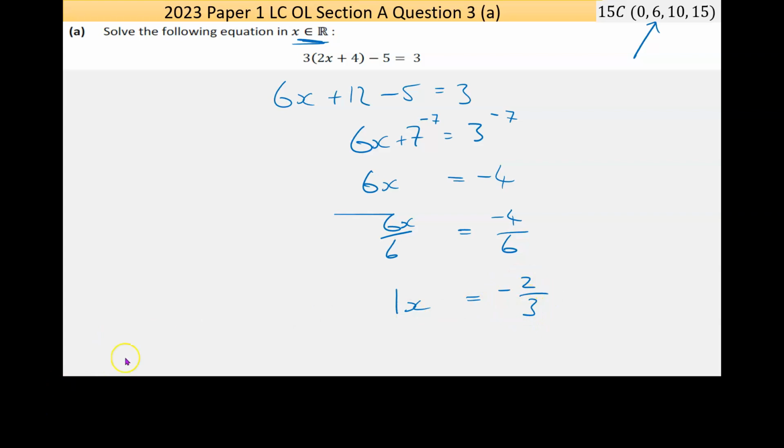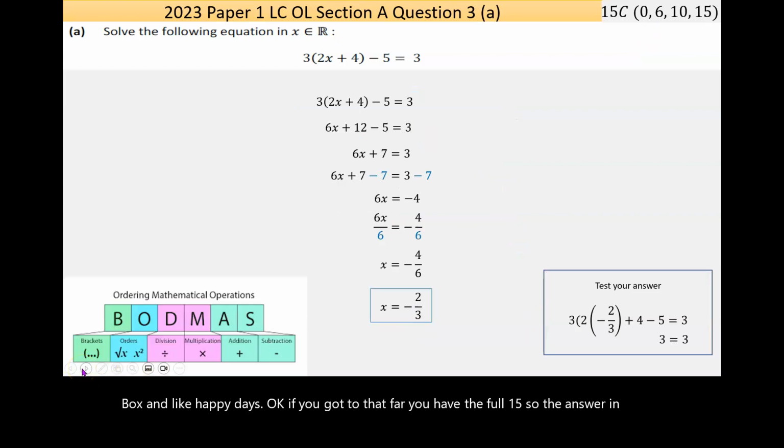So that is a chunk of marks and happy days. If you got that far, you have the full 15. So the answer in the notes here, it's no different.